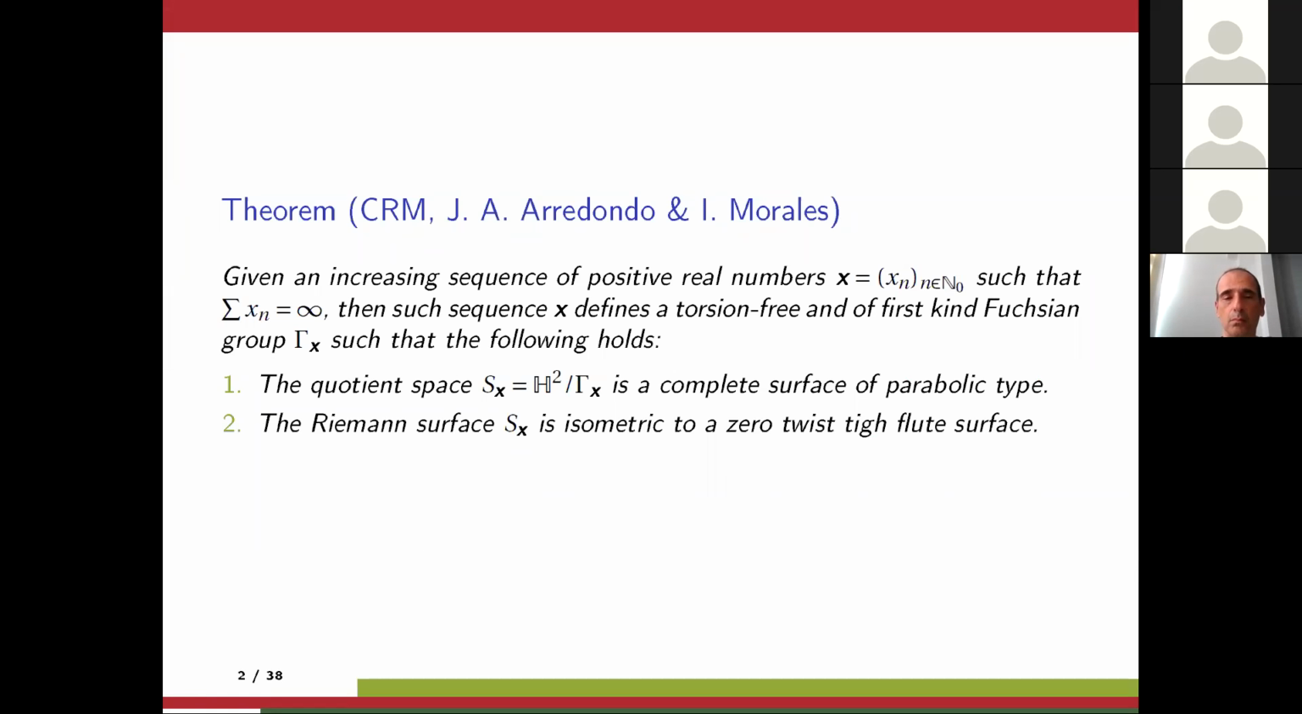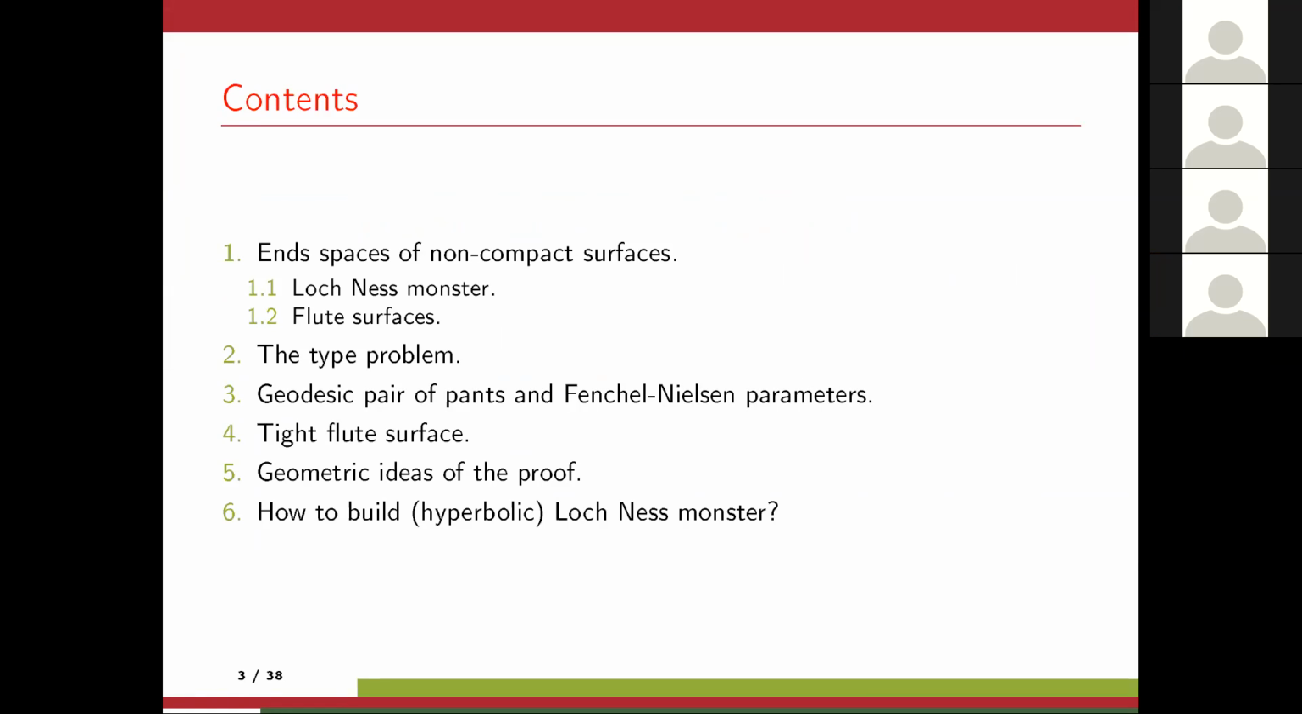Okay, to understand this theorem, we are going to treat the space of ends of non-compact surfaces and introduce some examples of non-compact surfaces, such as the Loch Ness monster and the flute surface. Then we introduce the type problem and the geodesic pair of pants and Fenchel-Nielsen parameters. Then we talk about the type of flute surfaces and get some geometric ideas of our proof. If the time is good, we introduce a nice construction of a Fuchsian group uniformization of the Loch Ness monster.